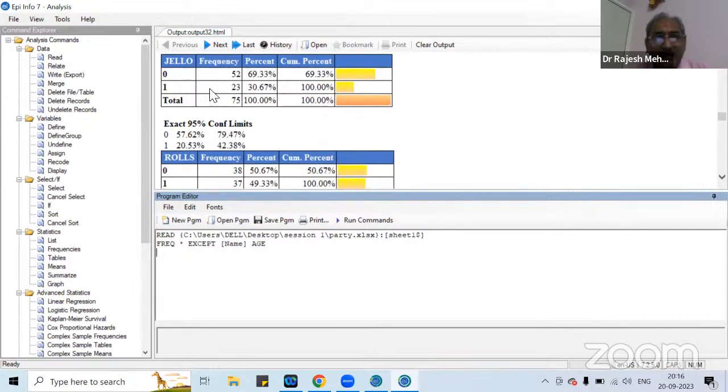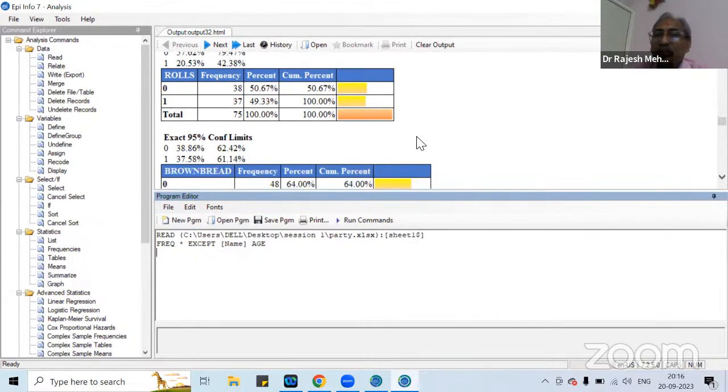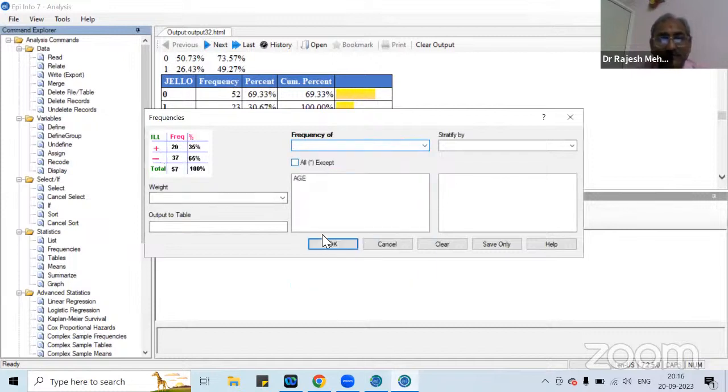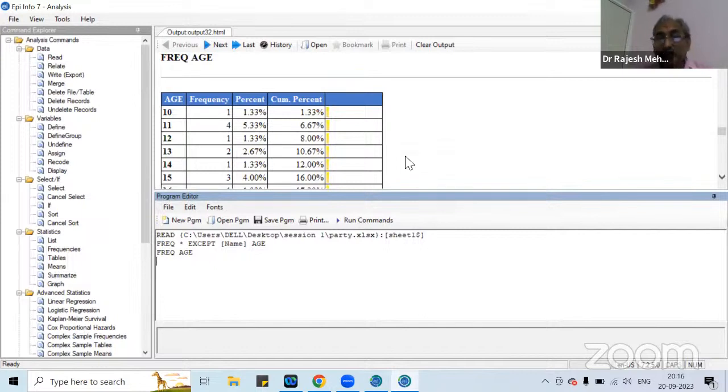Now you might wonder that after this table there is something like exact 95% confidence limits. Why is this also given along with this? For this, I'm going very slowly because you need to understand that this is a cumulative percentage. For example, when you want to find out the percentile, at that time cumulative percent will be useful. Here, you won't find it much useful. But when we go for the age like this, frequency of age, see, here the cumulative percent will be useful. It's the percentile, basically. If I tell you that 13 is how many percentiles, then you can say that 10.67. That means 10.67% of the people are having age 13 or less than that.